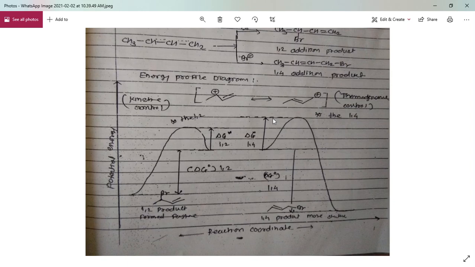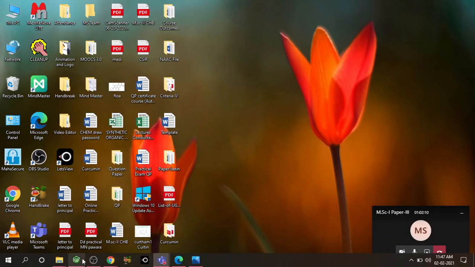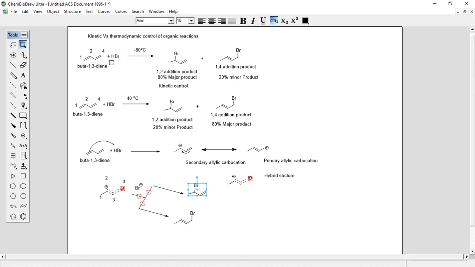And when the quantity of each possible product is determined by how fast each product is formed, and it is not a function of the relative stability of each product, that is called kinetic control of product. We have taken the example of the addition of HBr to 1,3-butadiene. It gives two possible products, both derived from a common intermediate.